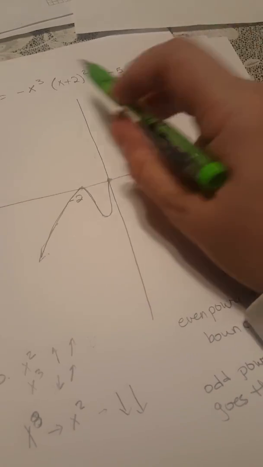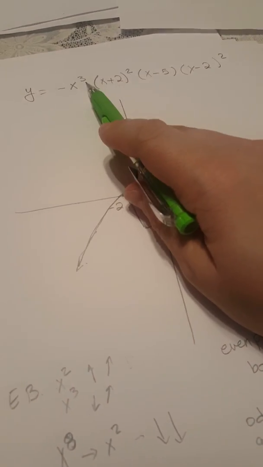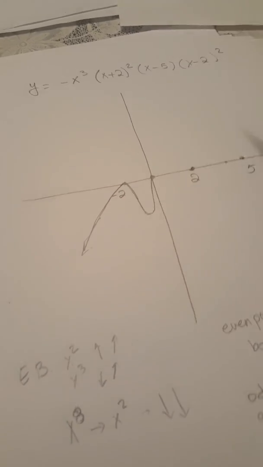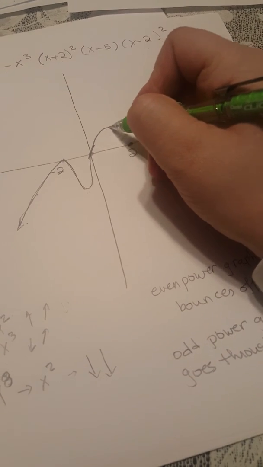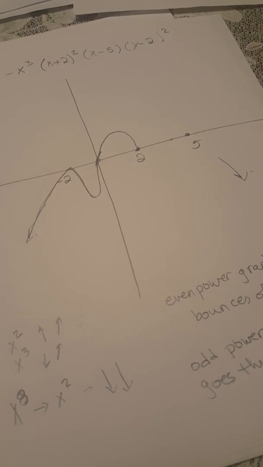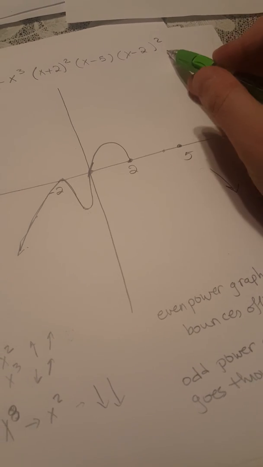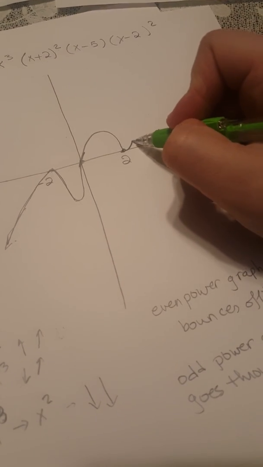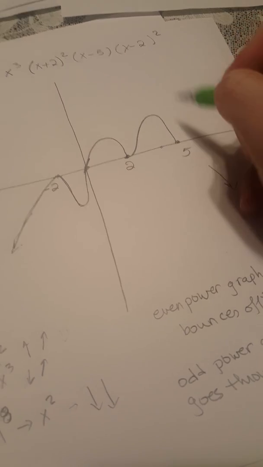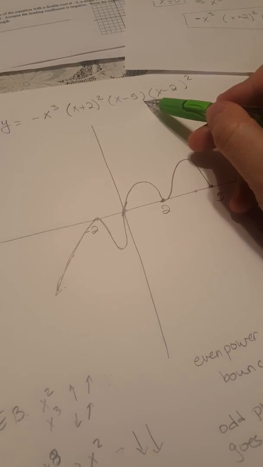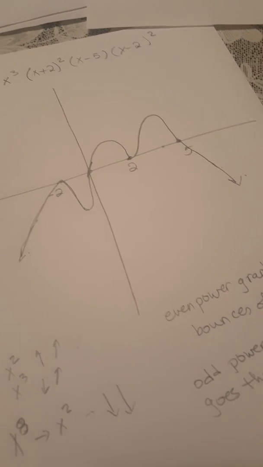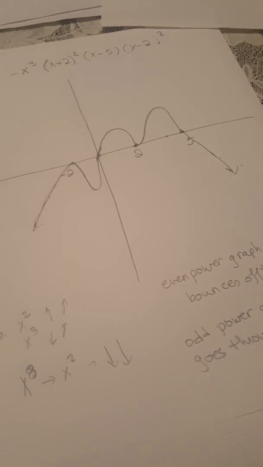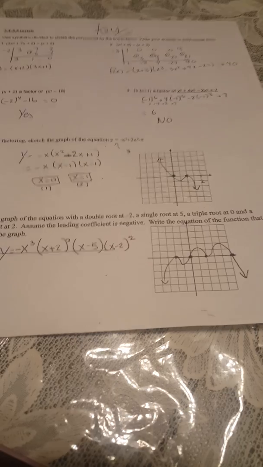Now 0. Where's my 0? Right here. 0, it has an odd power. If it's an odd power, it goes through the root. Goes through, so it's going to go through it up to the second one. And we stop. 2, it's even. It bounces up to the 5. The 5 is odd, so it passes through the 5. Okay? So that's how your graph would look like. And if you look at the answer key, that's how the graph is.